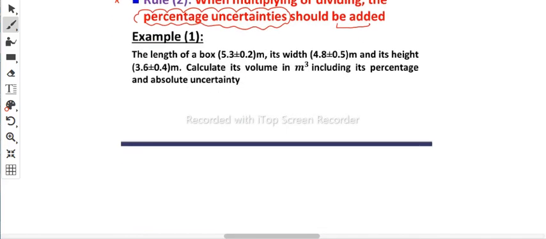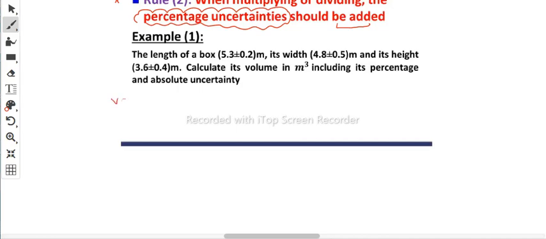I have here an example. In the example, I have the length of a box, which is 5.3 plus minus 0.2 meter. Its width is 4.8 plus minus 0.5 meter. And its height is 3.6 plus minus 0.4. You want to calculate its volume in cubic meters, and you also need to include its percentage and absolute uncertainty for the final volume. So let's start with our answer.